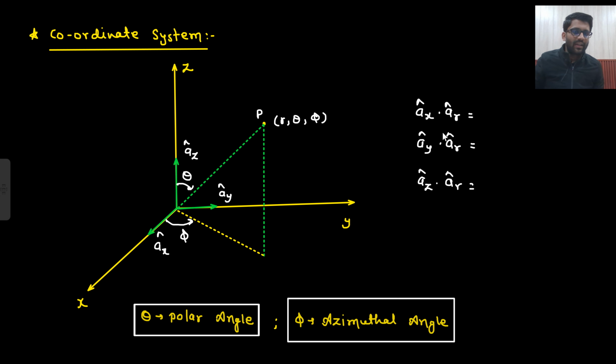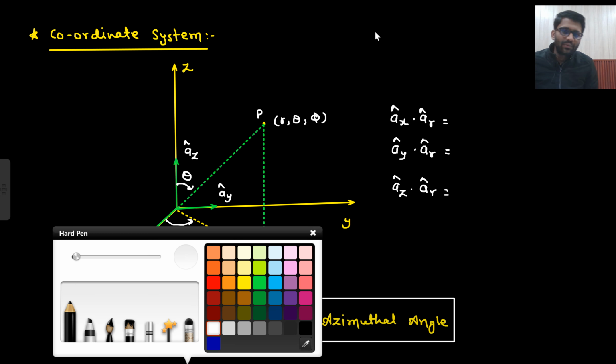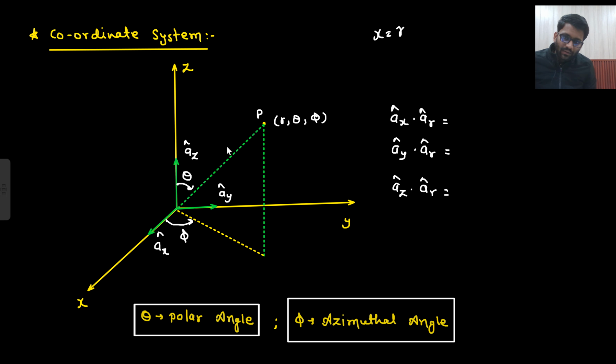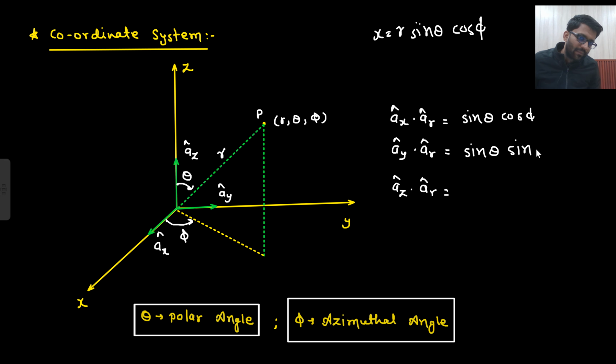And here, what is ax dot ar? If you have studied your coordinate system, you will remember. What is x? This distance is r sin theta cos phi. So if you do ax dot ar, what you will get? Sin theta cos phi, right? And y is r sin theta sin phi, so here sin theta sin phi. And what is az dot ar? From here you can see it is cos theta, right?